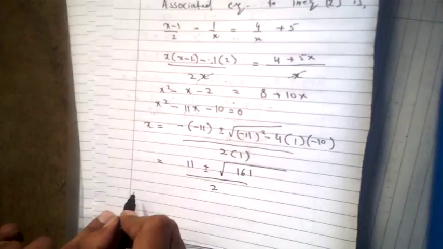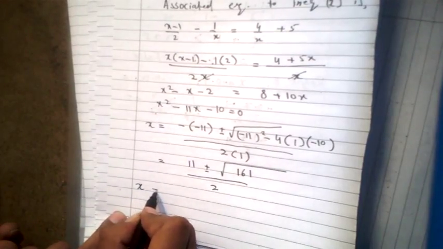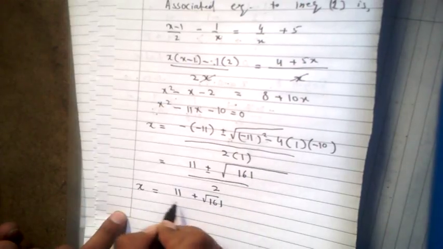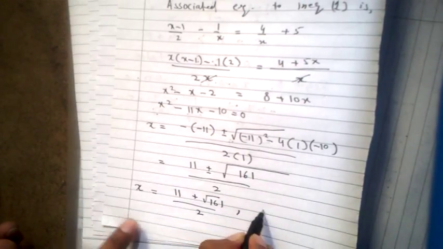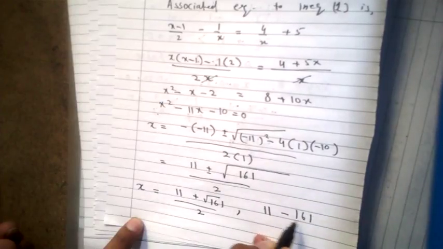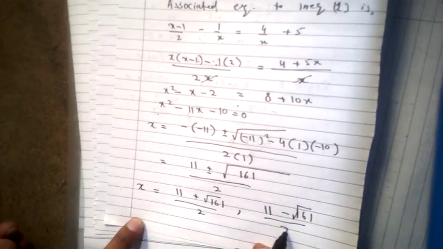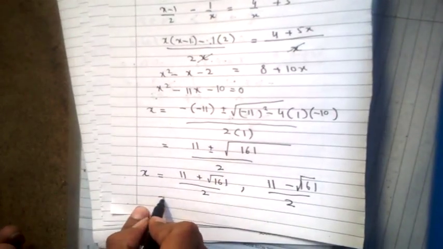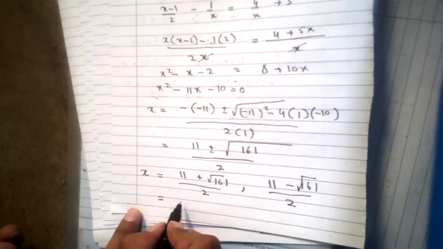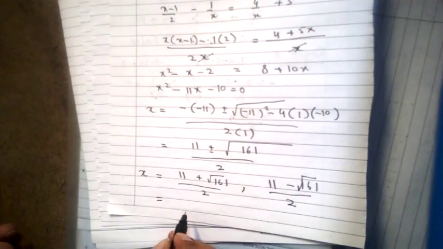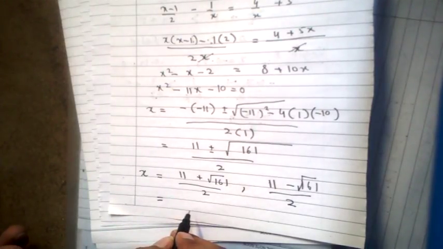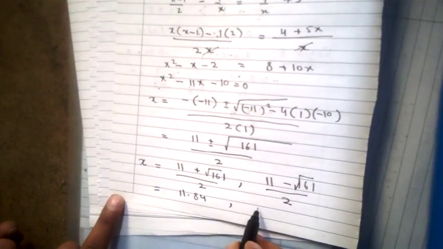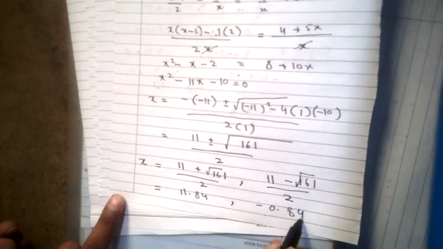So from here you have obtained two of the boundaries. One is x is equal to 11 plus square root 161 divided by 2, and the other is 11 minus square root 161 whole divided by 2. On solving on calculator, this is equivalent to about 11.84, and this is equivalent to minus 0.84.